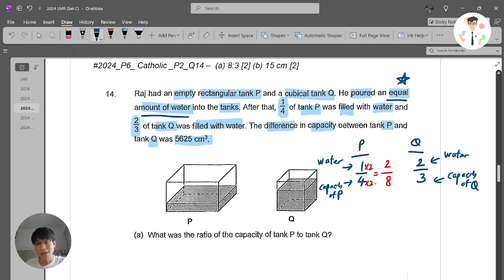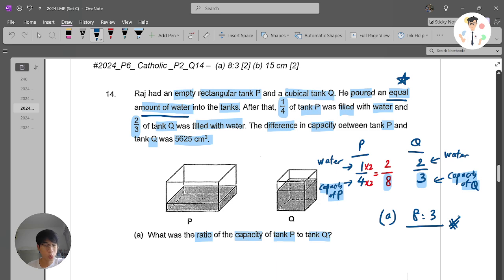Now, when I do this, the unit that I have for P and Q is now equivalent to each other. The question now asks for A: what is the ratio of the capacity of tank P to Q? Capacity of P is what? 8. Capacity of Q is what? 3. So the answer is A, 8 to 3. That's all.